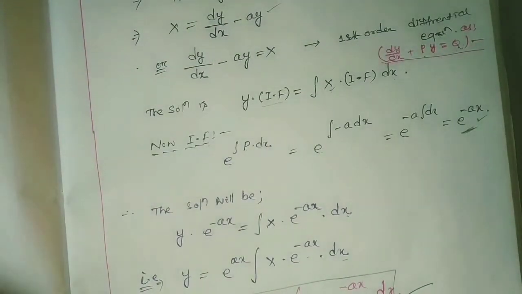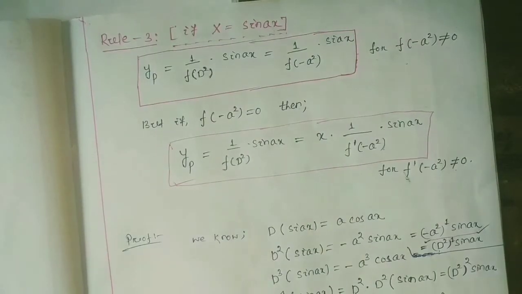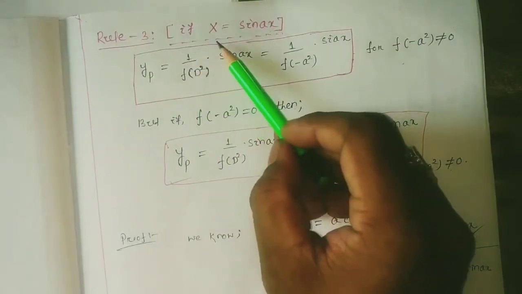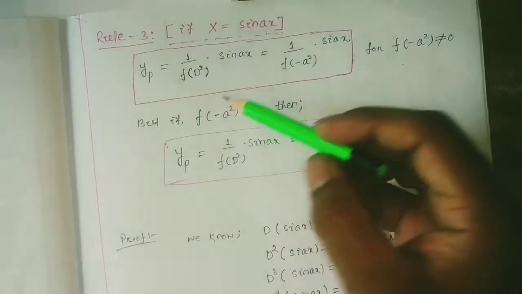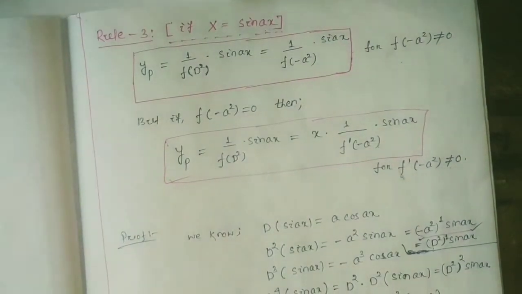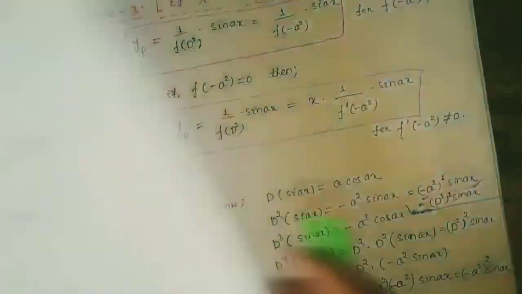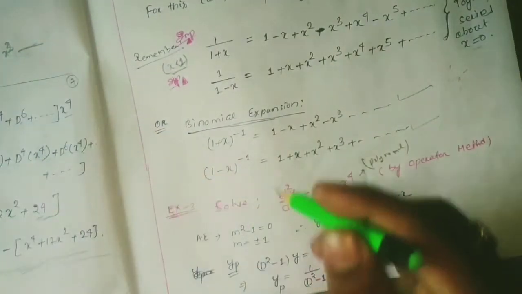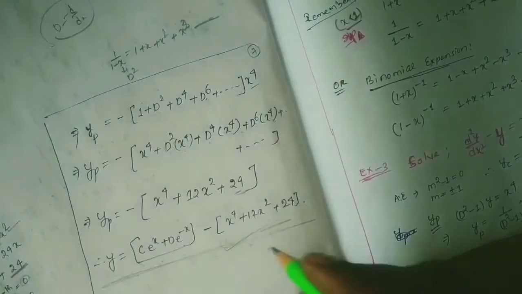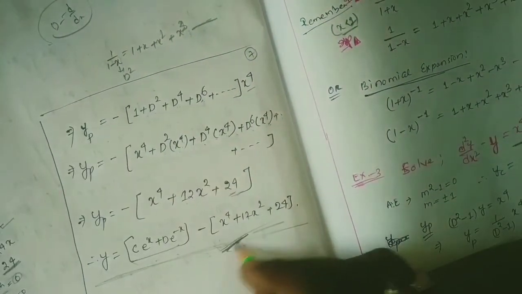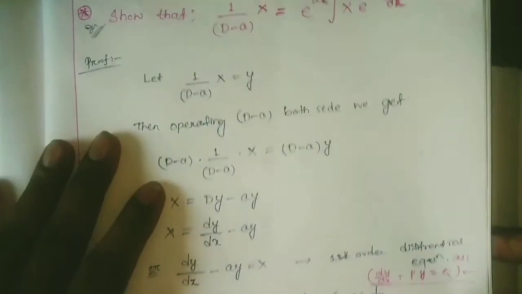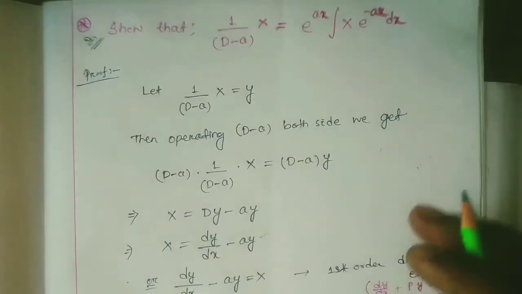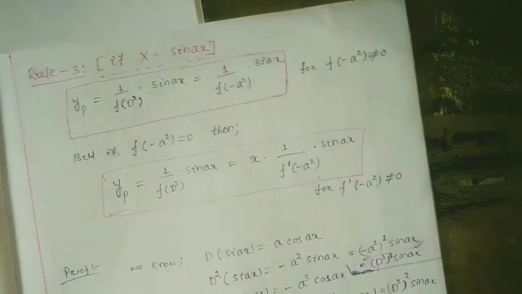Now we are going to go for our rules. First and second rule and corresponding numericals we have already discussed. Now we are going to go for the third rule. So this is our third rule, that if X equals sin ax, then what procedure or method do we have to use to find the yp? So here I am going to suggest one thing: in your notes, maybe you have written up to rule 2 and the corresponding numericals. After that, write this proof, whatever we have now discussed, then you start rule 3 and the corresponding derivation and its numericals.